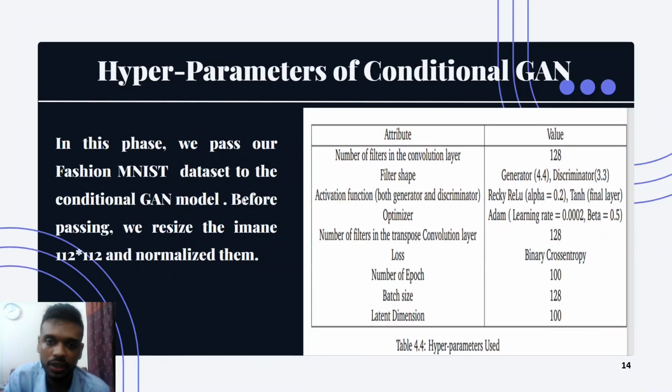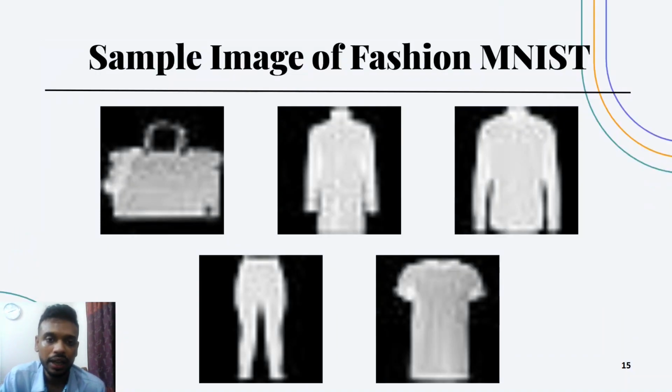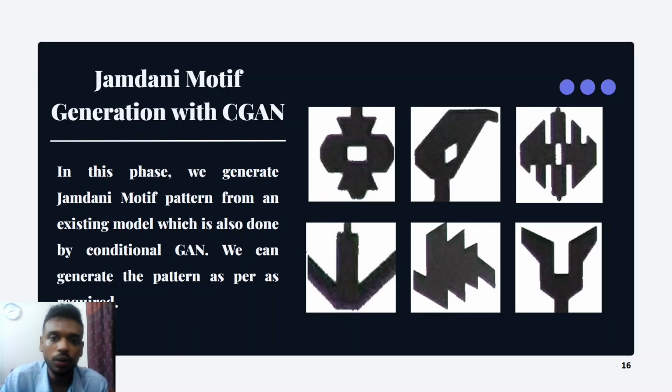Here are the hyperparameters that we have used for our conditional GAN model. And this is the sample output that we get from the conditional GAN model. Now let's talk about the Jamdani motif generation with conditional GAN. As I've said earlier, we did not create or train this model. We only took the output from this model.